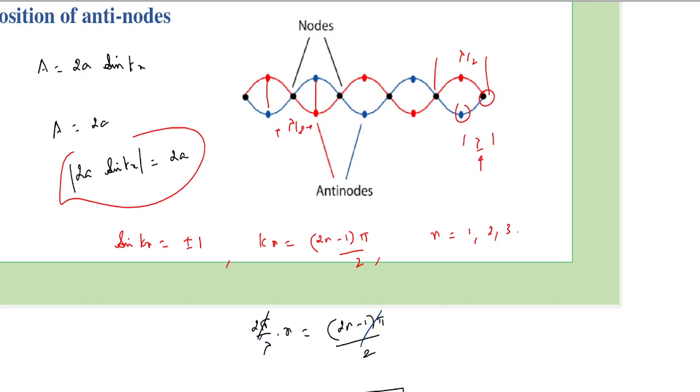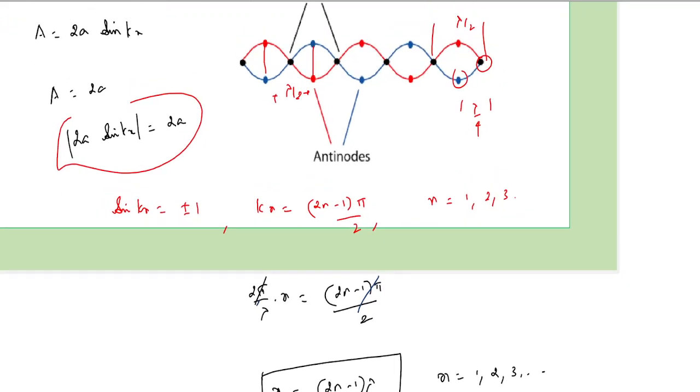Now as seen here, at the node, the particles will have minimum or zero displacement, and as we move away from the mean position, the particles will have different amplitudes. And the particles at this point will have the highest amplitude.